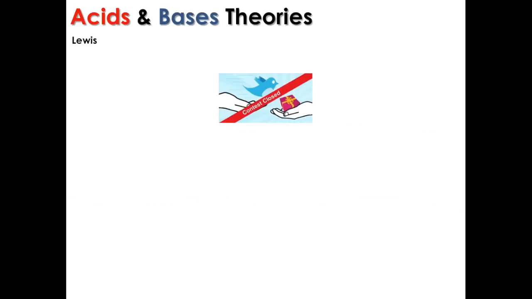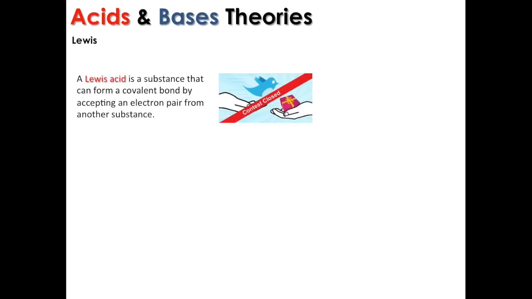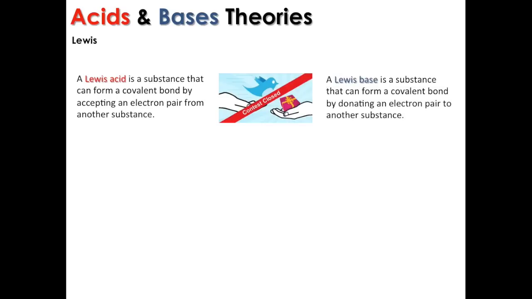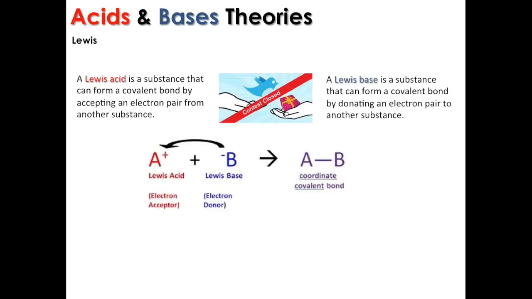Acids and bases theories. Lewis. A Lewis acid is a substance that can form a covalent bond by accepting an electron pair from another substance. A Lewis base is a substance that can form a covalent bond by donating an electron pair to another substance. So here we are talking about the electrons, and one is the acceptor, that is the Lewis acid, and the other one is the donor, that is the Lewis base.